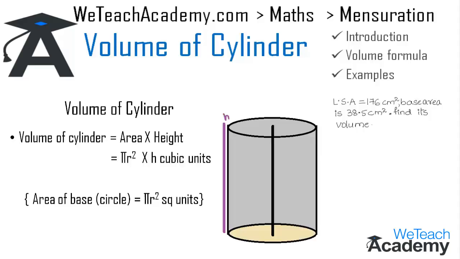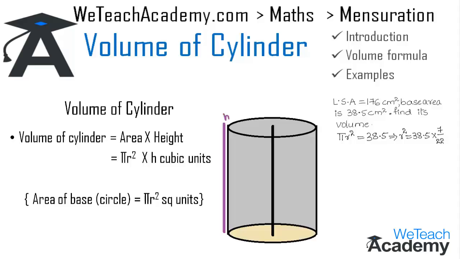Here there is an example. Say the lateral surface area of a cylinder is equal to 176 centimeter square, and the base area is 38.5 centimeter square. Then find its volume. Here we are given a base area, that is area of circle, pi r square, which is equal to 38.5 centimeters square. Transferring the value of pi to the right hand side, we get r square equal to 38.5 into 7 by 22, that is the reciprocal of the value of pi.